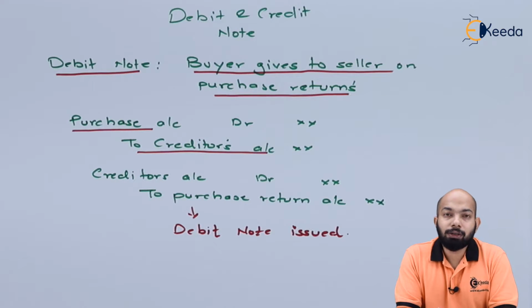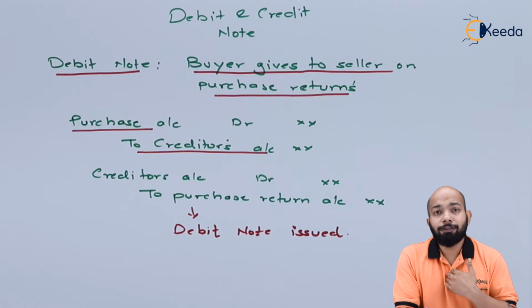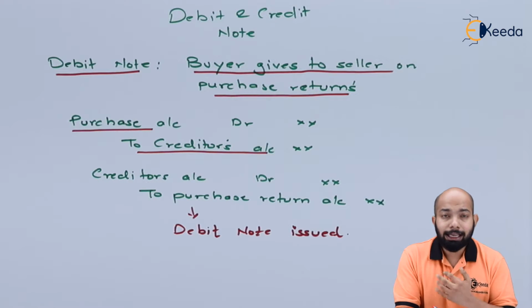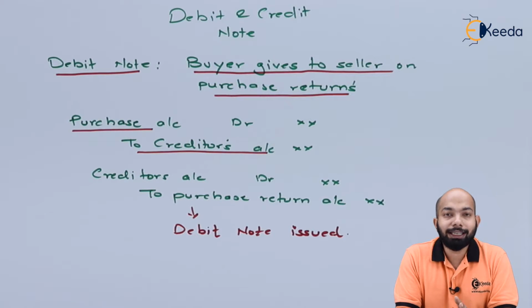That means the person who has sold certain goods. So if I am a business entity and you are the creditor or the seller of goods, I have purchased certain goods from you. So I'll be mentioning the entry as purchase account debit to creditor's account. This is the entry that I'll be mentioning, or the supplier's account, whatever the case may be.